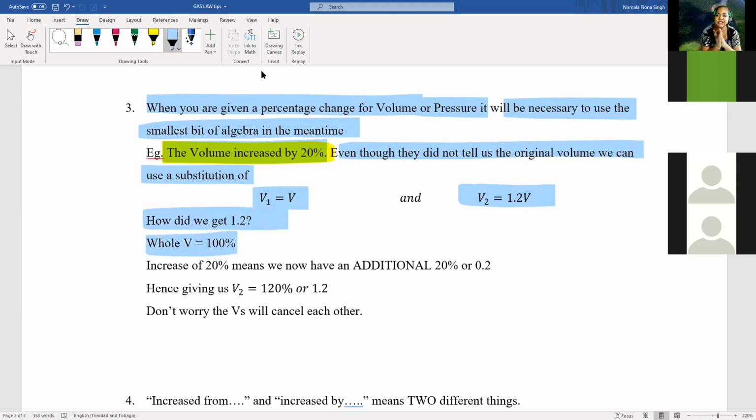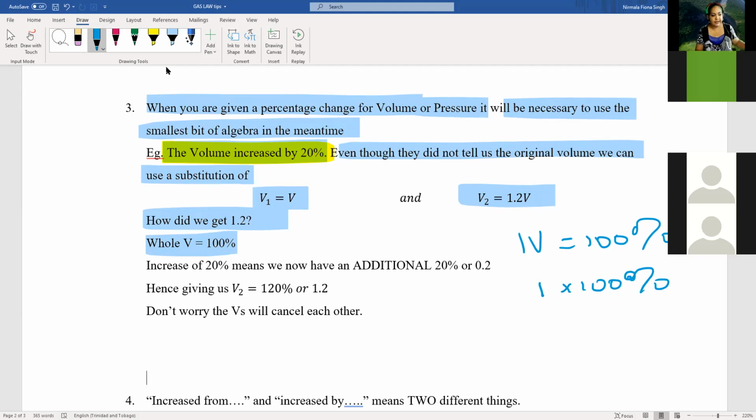A whole number is 100%. You all should know how to do percentages by now. I trust you all do, right? One of anything, 1V, is equal to 100% of V. We know that. That's how we get percentages: we multiply our decimal by 100%. So 1 of anything is 100% of that value.